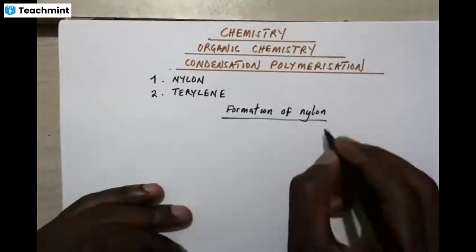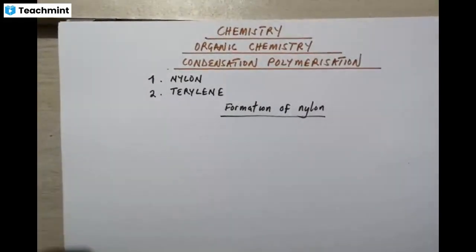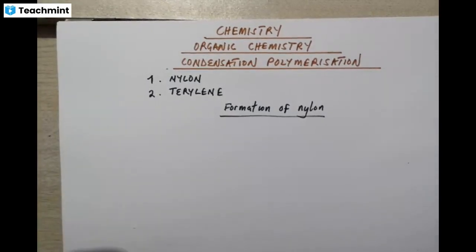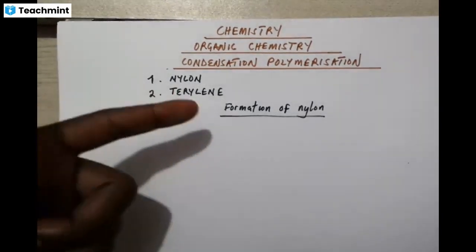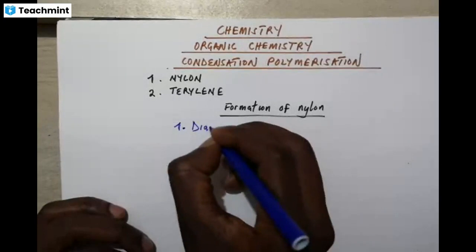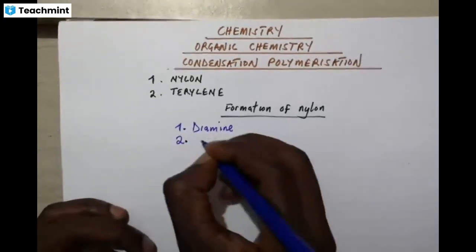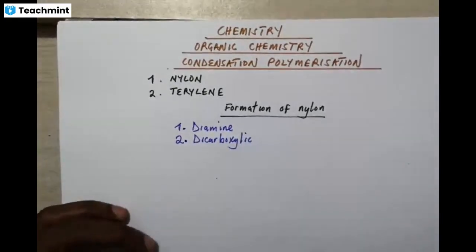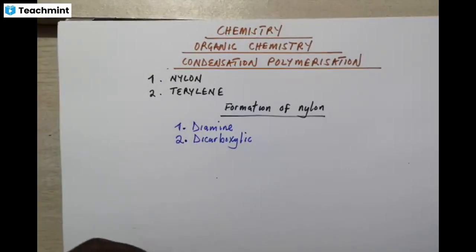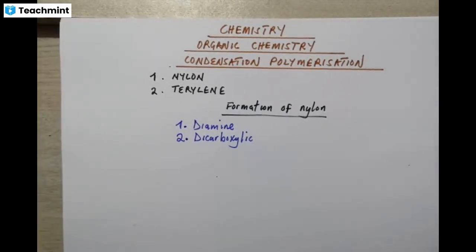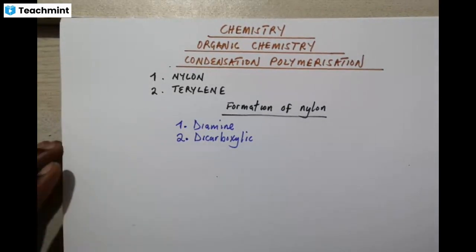Formation of nylon. Now, when you're looking at this particular condensation polymer, the first thing that you need to understand is what monomer units are required for this polymer to be formed. There are two types of monomer units required. We have diamine, and then the second one we have dicarboxylic acid. Okay, so diamine and dicarboxylic acid are the ones that are required in order for this particular polymer to be formed. We also need to understand how to draw the structures of these monomer units.